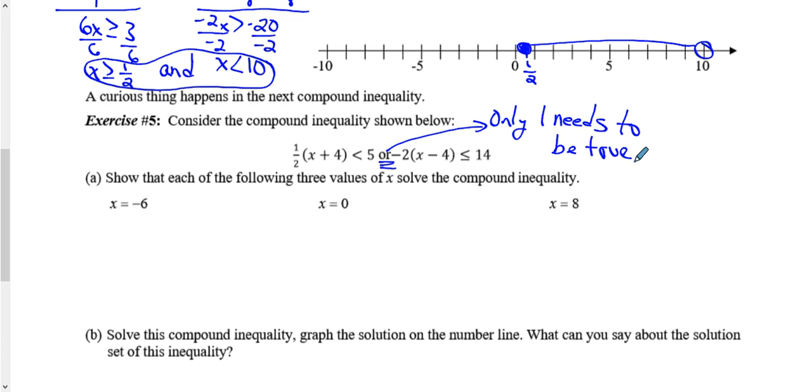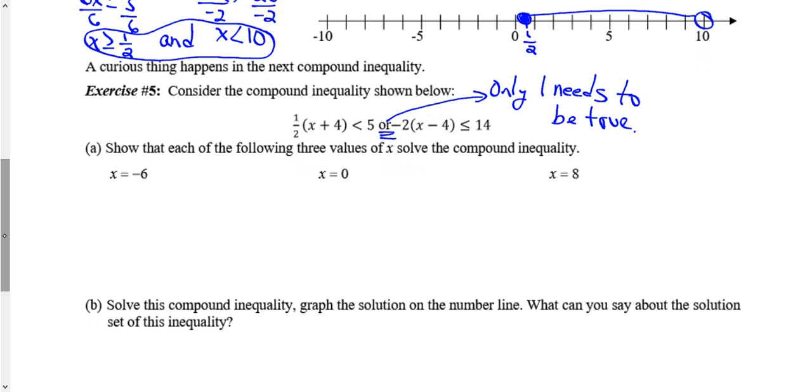Okay? So let's check -6. We'll plug it into the first side there, right? So we get 1/2 times -6 plus 4 is less than 5. What's -6 plus 4? -2. -2 less than 5. What's half of -2? -1 less than 5. Is this true?